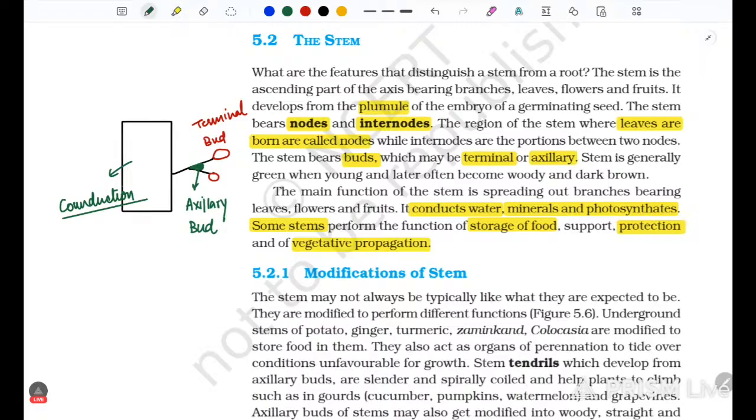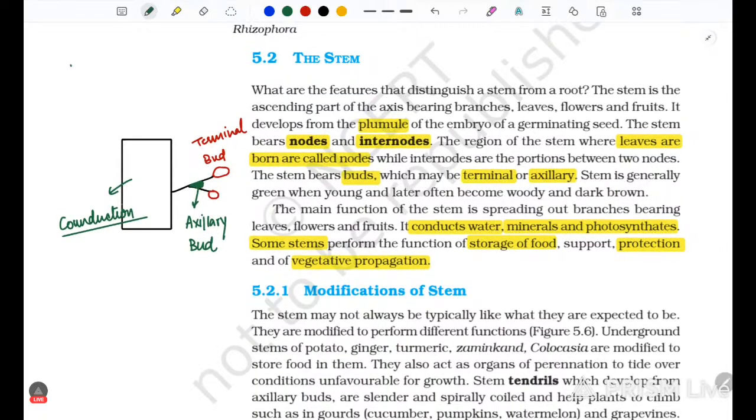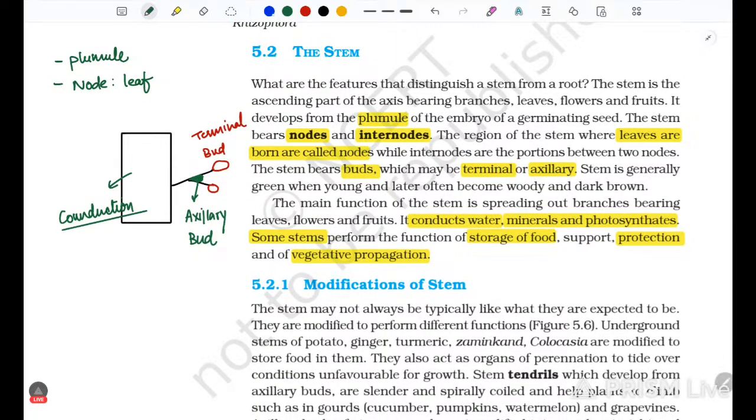If I summarize: first, the stem grows from the plumule. Second, it has nodes and internodes. What do you mean by node? A node is where leaves grow out. Then buds are terminal and axillary. And the function of the stem is conduction.